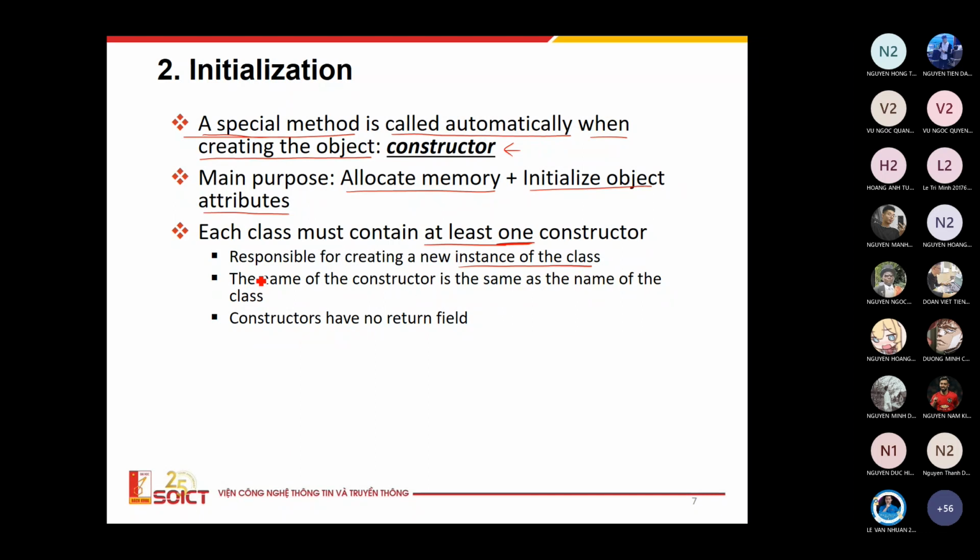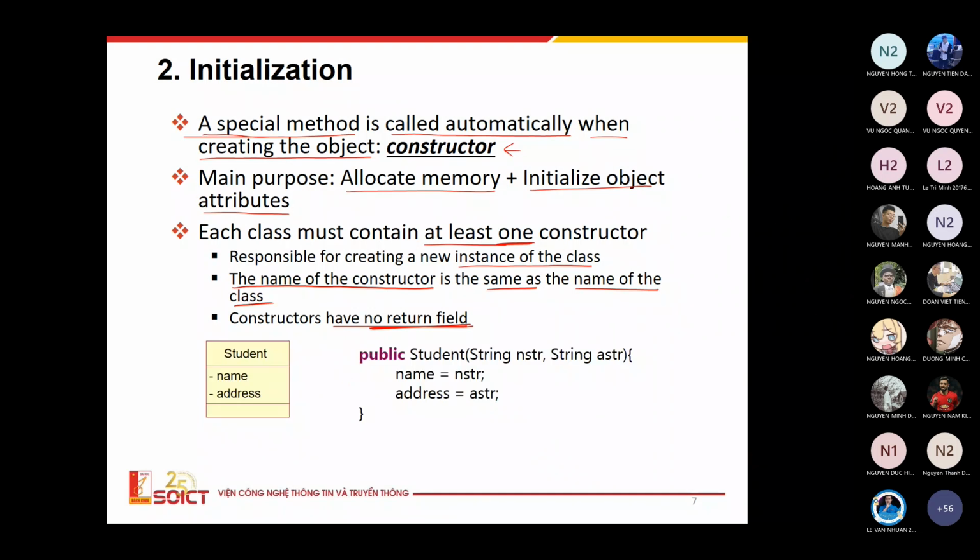Okay, and remember that the name of the constructor is the same as the name of the class. And the constructor is a method but has no return field. That means it doesn't have the return field. And this is one example of a constructor for the class Student. You have this class named Student, and in the class, you have two attributes, which are name and address. And this is the way you write your constructor.